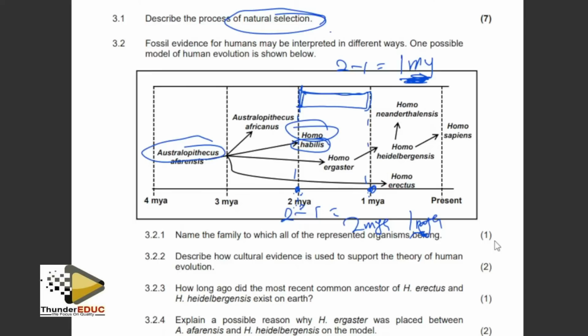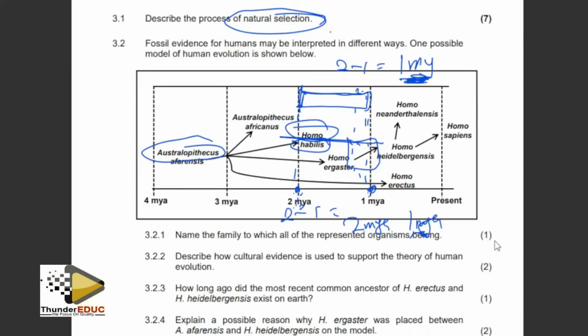Then, which species competed for resources? In this case, you'll find that if this species and this species exist at the same time, and you draw a line like this, you see that they touch each other. It means that they exist at the same time, so they competed for resources. So maybe you'll say Homo ergaster and Homo habilis. It depends on the species which existed at the same time, but there must be a line where they touch each other.